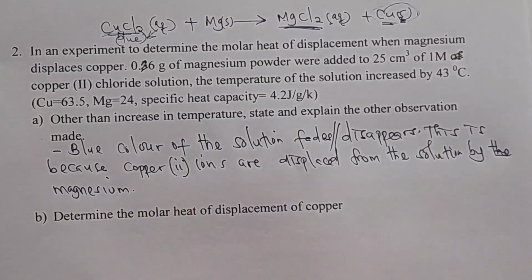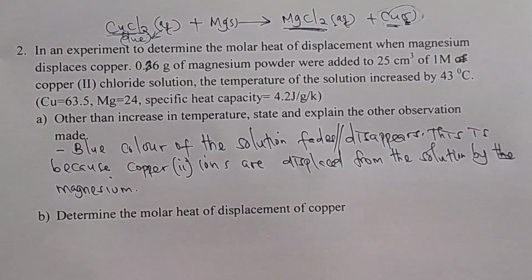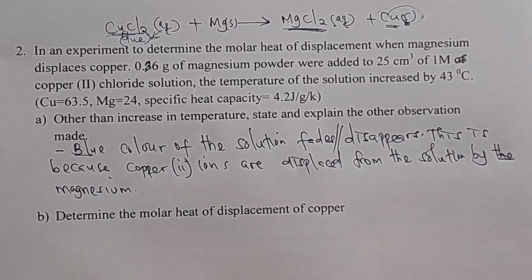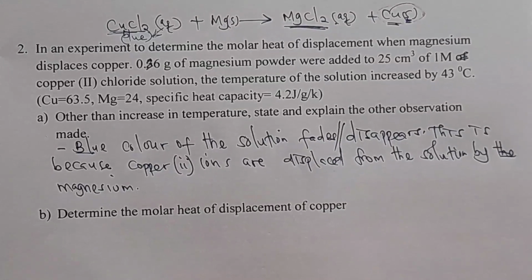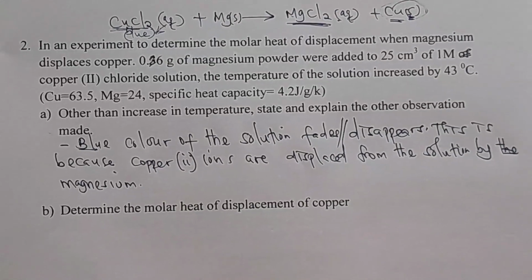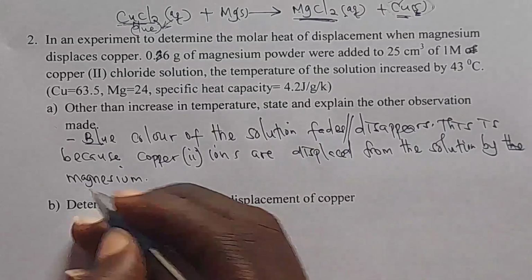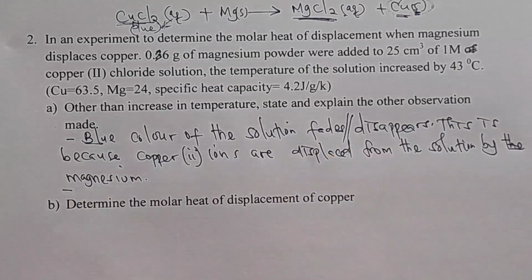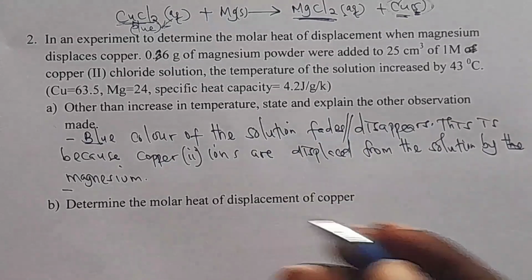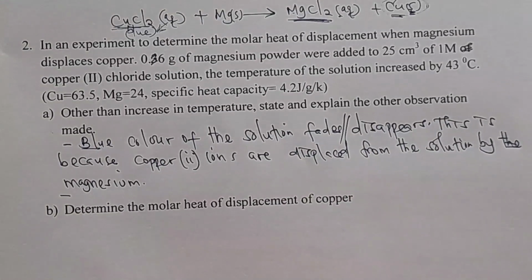And that copper 2 ions were the ones that were responsible for the blue color, or that were giving that solution the blue color. Once they are displaced or they are removed from the solution, that means the solution will not have that blue color. So instead, it's going to fade or disappear. Okay, if you want, you can use the other observation as red-brown solid is deposited, and the reason will be because copper 2 ions are reduced to copper metal by the magnesium.